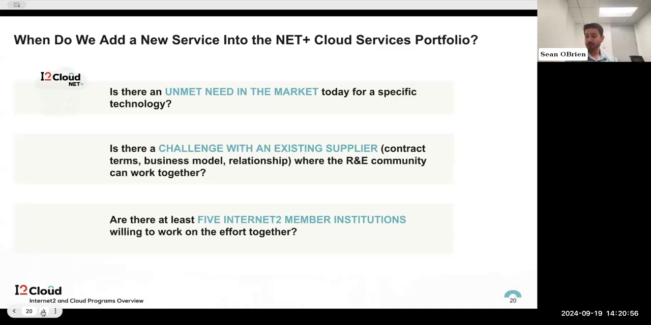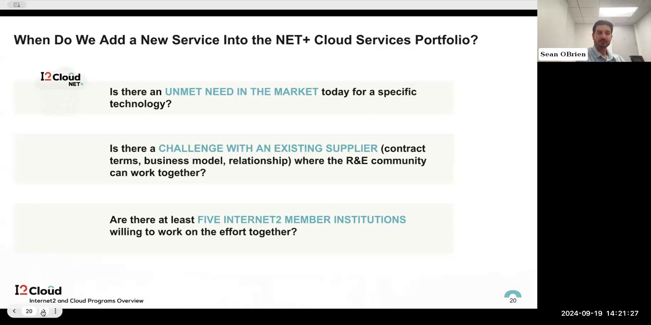The other time when we would add a service is around when there's a challenge with an existing provider. So say, for example, not that this has happened recently, but a service provider decides that they want to raise their prices 10x or 20x or 30x for a specific service. It may make sense for the community to come together and engage that specific service provider around the changes to their business model.